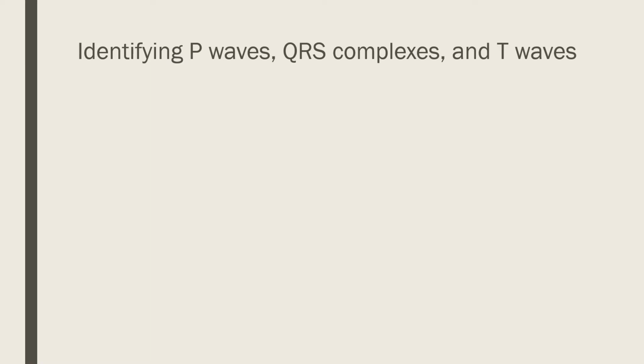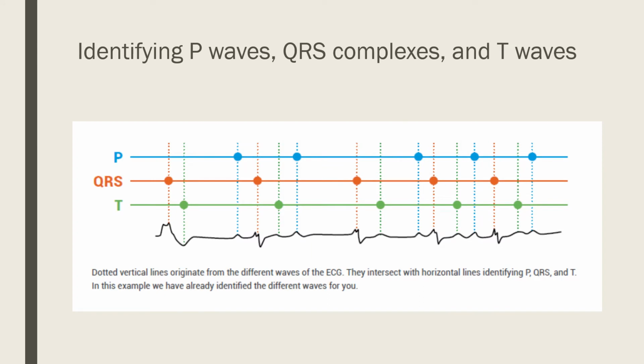Now, how can we identify the P waves, QRS complex, and the T waves? This tracing shows how we can identify each component of the ECG. As shown in this figure, this is a P wave. The first upward deflection is the P wave, then followed by the QRS complex. This is the QRS complex. Then followed by the T wave, which is flatter than the P wave.